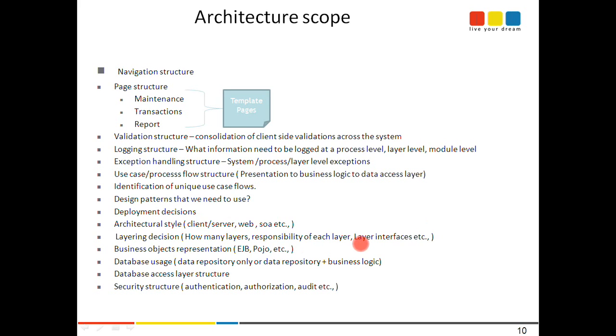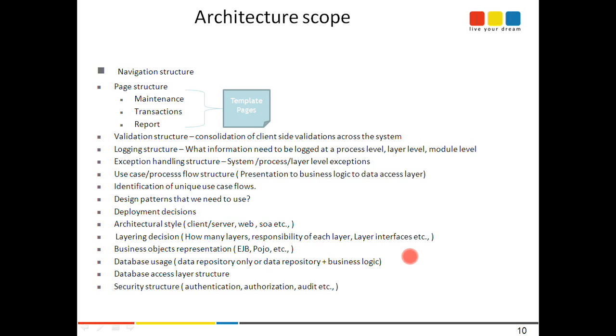Then business objects representation. How are you going to define your business objects? I'm just bringing an example of Java here, in case of the technologies you can use. In case of Java, you're using EJBs or POJOs. How are you representing your business objects? That again has to be part of the software architecture.